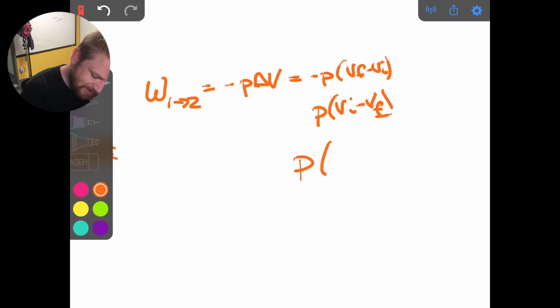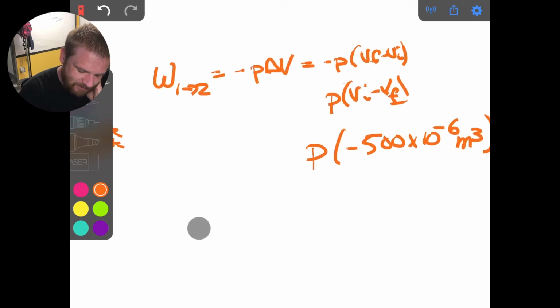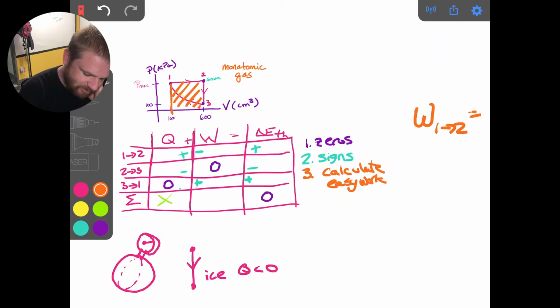So this is going to be P times minus 500 times 10 to the minus 6 cubic meters, because there are 1,000,000 cubic centimeters in a cubic meter, and we want to be in SI units so we get joules out of this calculation. But we don't know the pressure. All we have is this P max at this point. So how are we going to figure out this pressure at point 1 or point 2? I'll just label it point 1. How are we going to figure out the pressure along this?